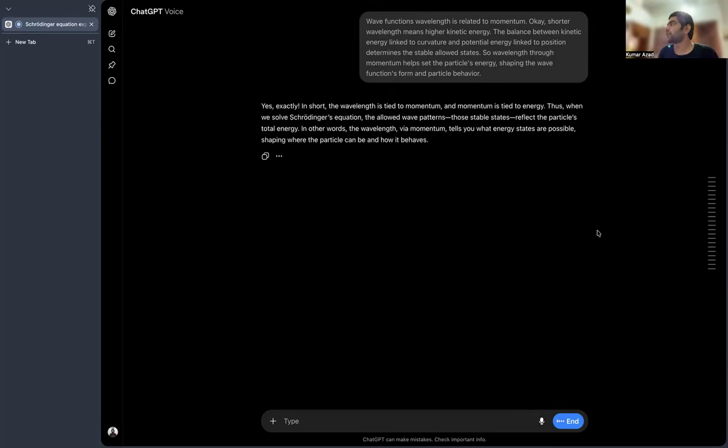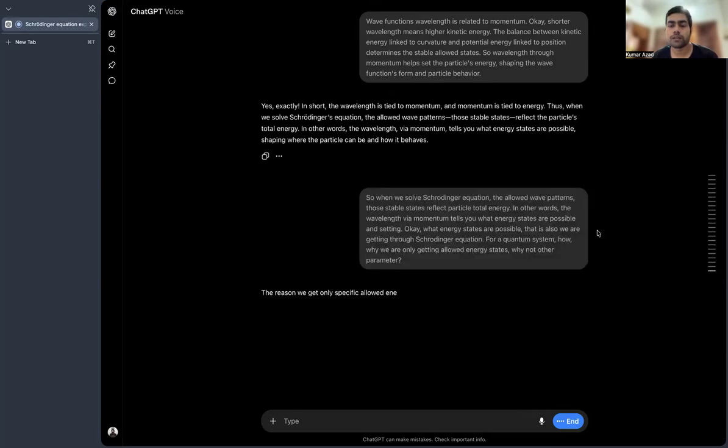Okay, what energy states are possible? That is also what we are getting through the Schrödinger equation for a quantum system. Why are we only getting allowed energy states, why not other parameters?